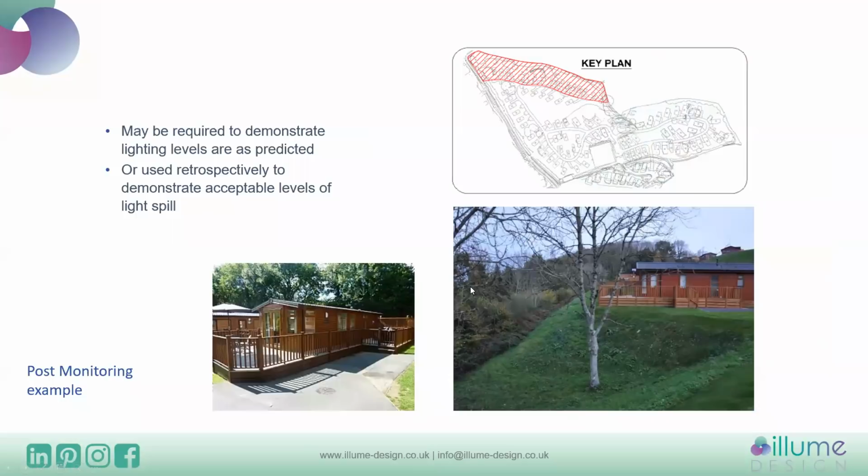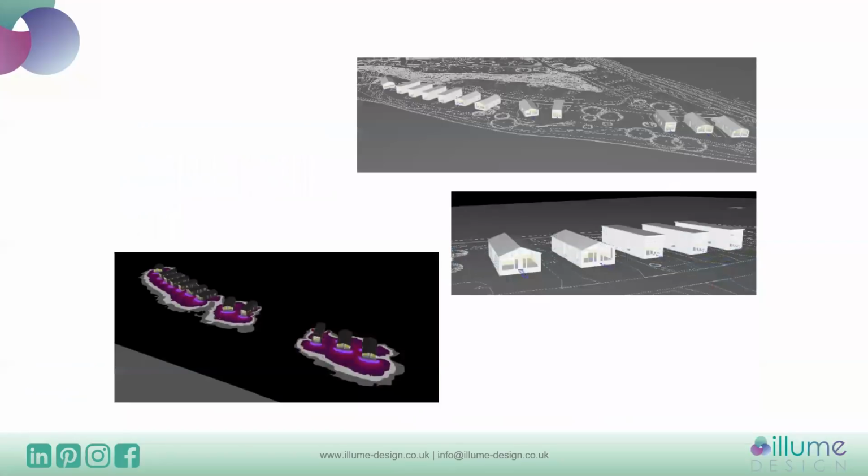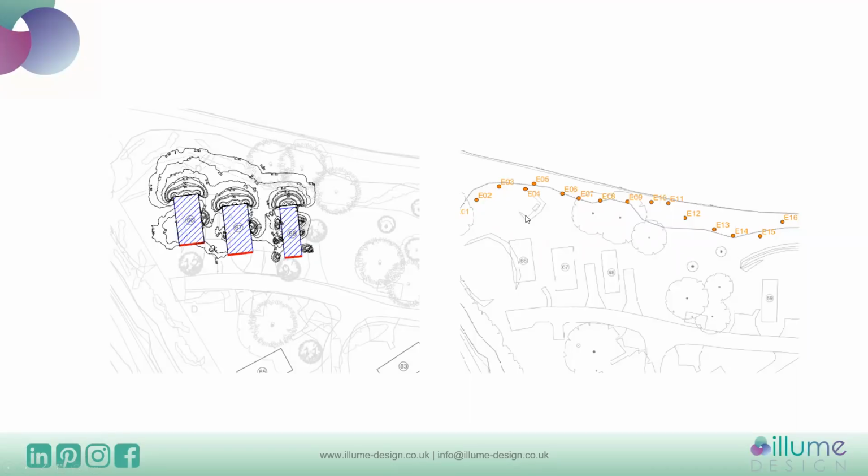An example of post-monitoring. Sometimes these will be used to prove that the lighting levels are as predicted, or they're also used sometimes in retrospective planning applications to prove whether the levels are acceptable or not. This particular one, the client had planning permission to put the lodges in facing the opposite direction, and they got installed the other way around. So we had to go and do checks to make sure that the light spill was acceptable. And we also modelled it in this instance as well. And this shows the baseline survey points where we took our measurements during that post-monitoring.